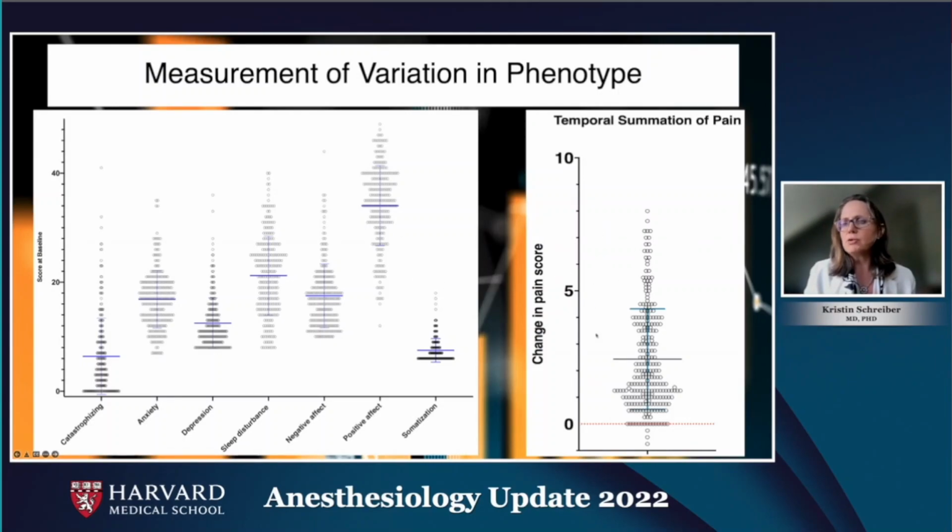Similarly, when we do that temporal summation of pain test, the pinprick probe on their finger, you can see for some people, it really doesn't go up that much. So they have a temporal summation of 0, whereas other people, it will go from 2 to 10, right? They have a high temporal summation of pain. So we capture this variation in the psychosocial and biophysical phenotype.